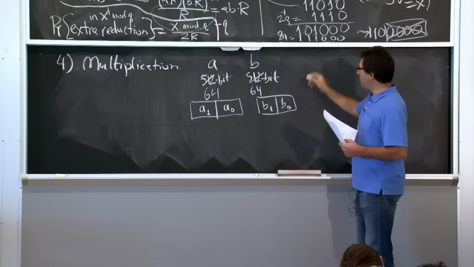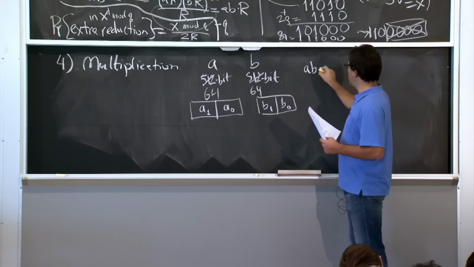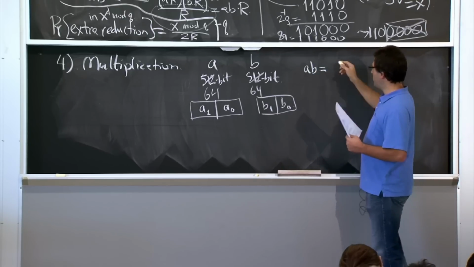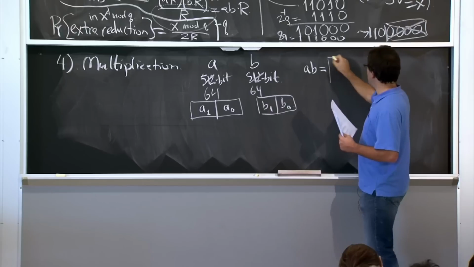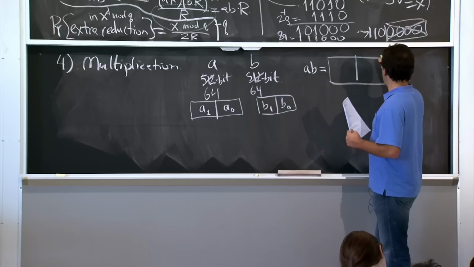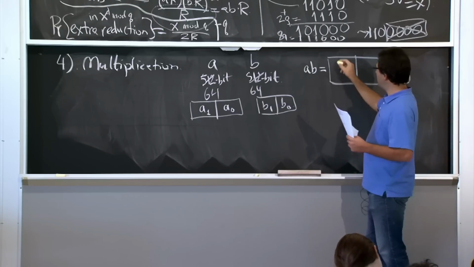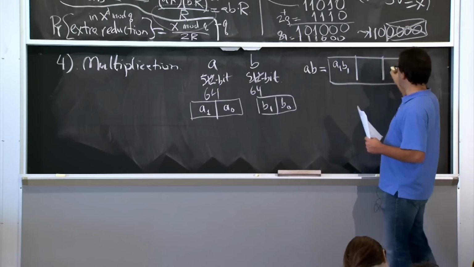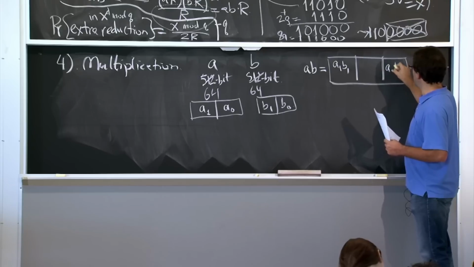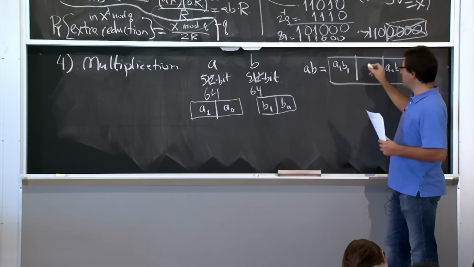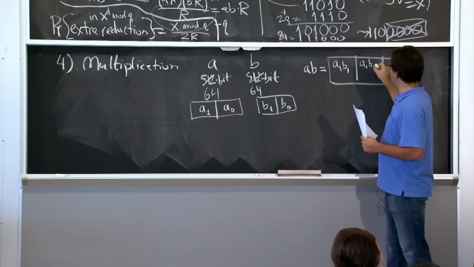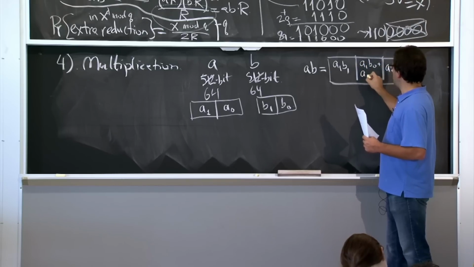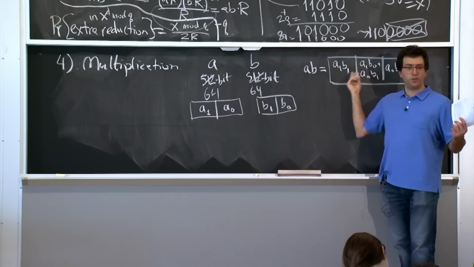So a naive way to compute AB is to multiply all these out. It's going to be a 3-cell number. The high word is going to be A1, B1. The low word is going to be A0, B0. And the middle word is going to be A1, B0 plus A0, B1. So this is how you do the multiplication.